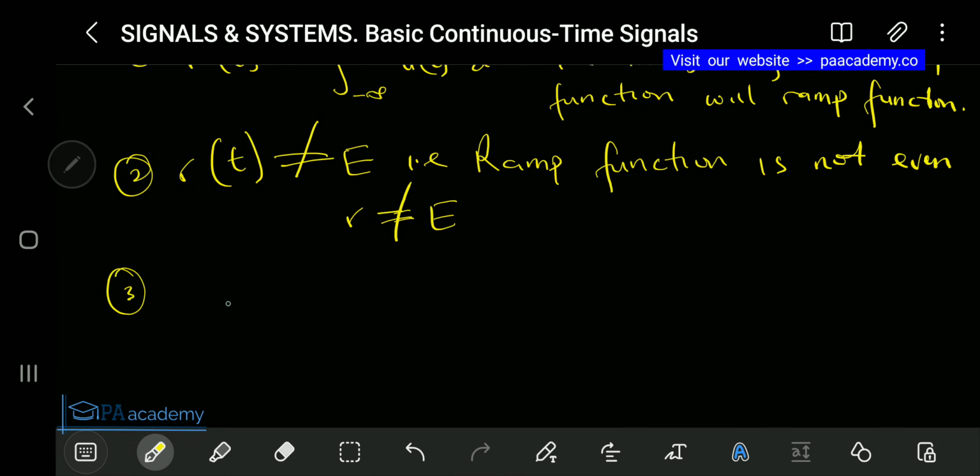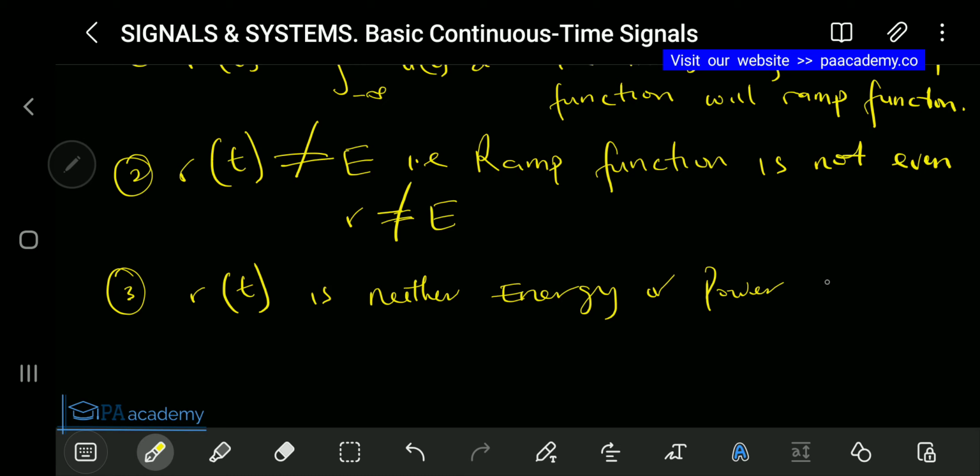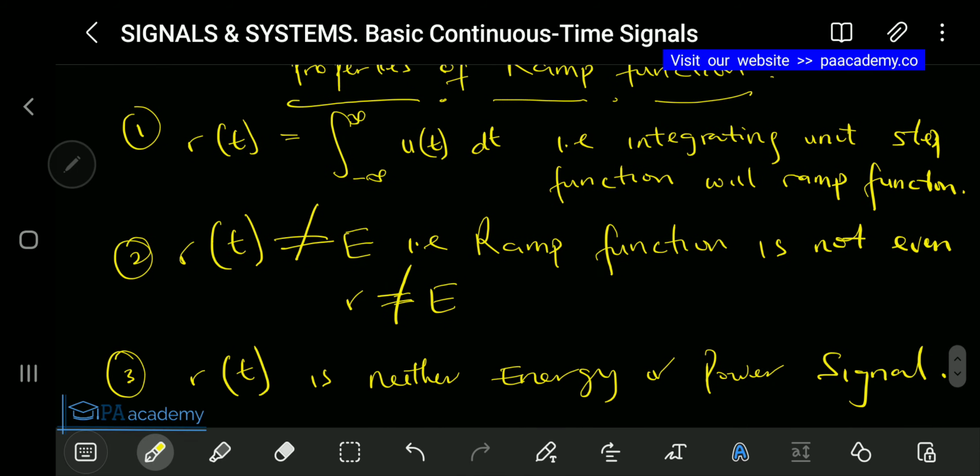The third property I just want to mention is that r of t, the ramp function, is neither an energy signal nor a power signal. Exactly. We've talked about energy and power signals in the past, so you can check the playlist to know what that is all about. So these are three properties you might need to take note of.